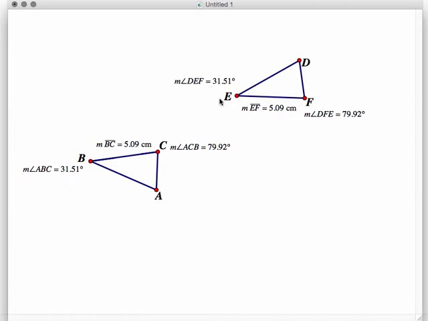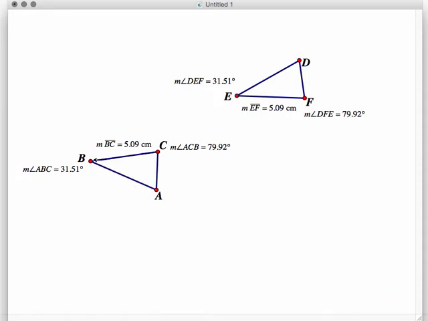So here I have two triangles, triangle ABC and triangle DEF, that I have constructed so that I have two angles, angles ACB and ABC, that are equal to two angles, angles DFE and DEF, and the sides between them, sides EF and BC, are equal. What I need to find out now is, are the other two sides equal, and is the one remaining angle equal? Well, let's find out.